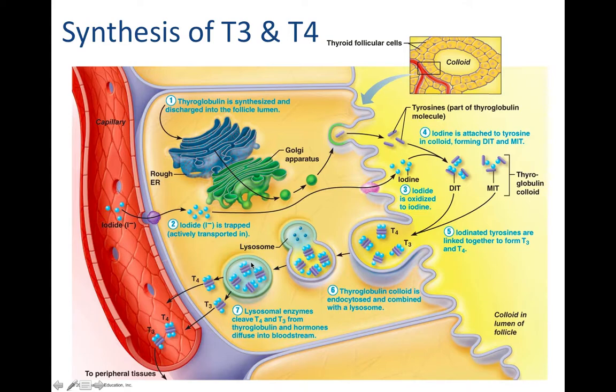So the only thing that you're actually releasing into the bloodstream is T3, your triiodothyronine, and your T4, thyroxine. And so those can just diffuse into your bloodstream. And now T3 and T4 are both ready to go throughout the body and perform their functions. And the main functions of thyroid hormone are to increase your metabolic rate. And so in doing so, you're going to see an increase in your oxygen consumption, increase in heat production. It does have that calorigenic effect.